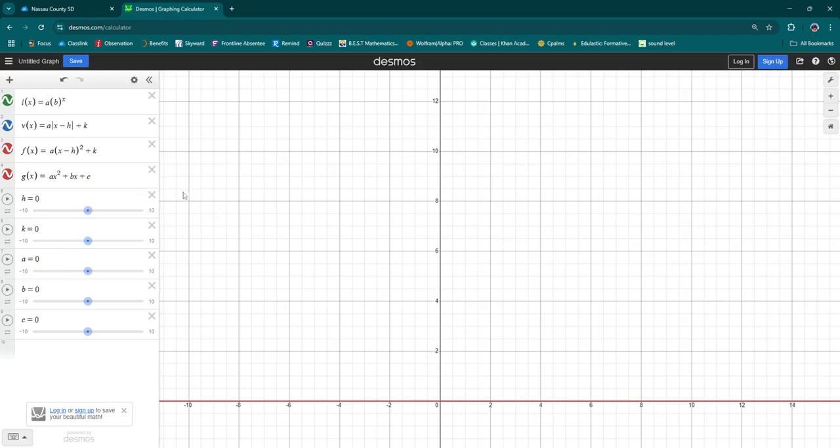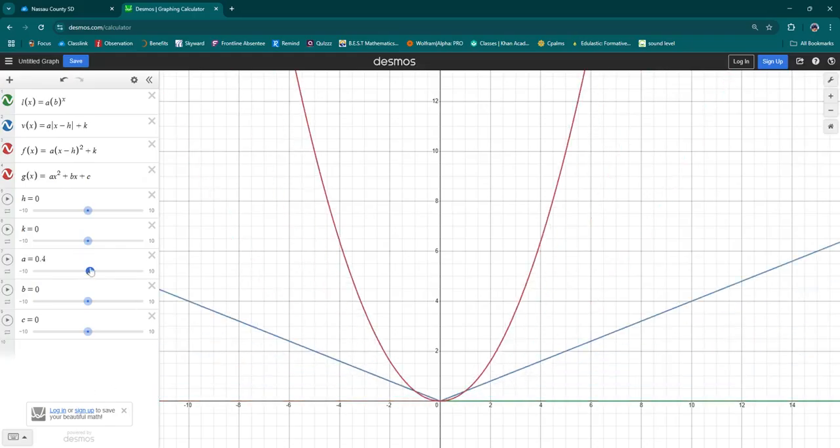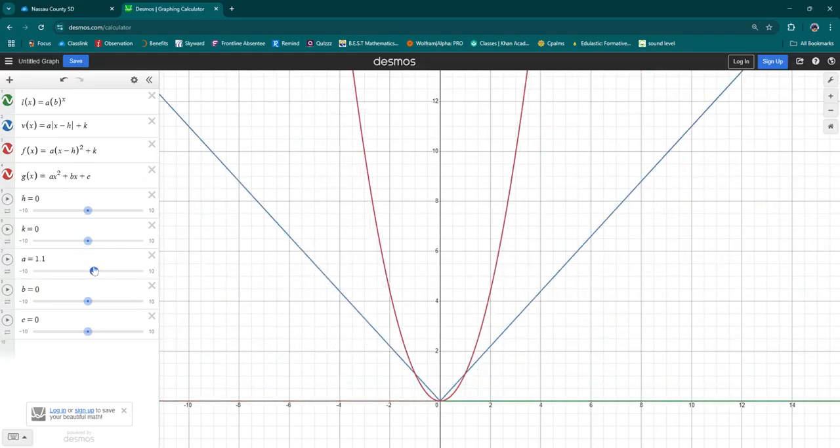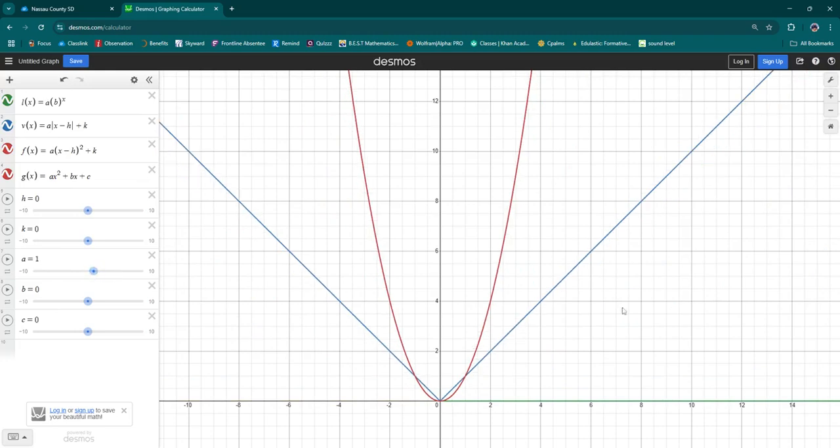Okay, so let's look at these ones with the h's in it, right? And first, let's change a. Right now I have a as 0, so everything attached to a equals 0, so everything is 0 on the line. But let's say I make a up to 1, and now you can better see f sub x and g sub x is the red right here. It's the same thing, and then I have the absolute value right there at the vertex.